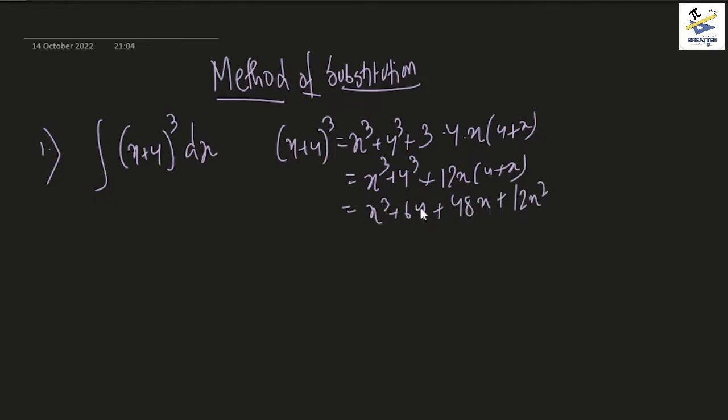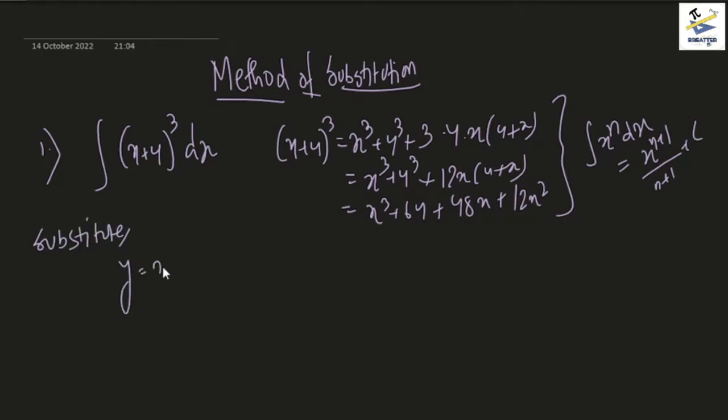Then you can integrate all of the terms separately, because all of them are just constants times some power of x, and we very well know that the integration of x to the power n is simply x to the power n plus 1 by n plus 1 plus c, right? So obviously this is one method, but substitution makes it a lot simpler for us.